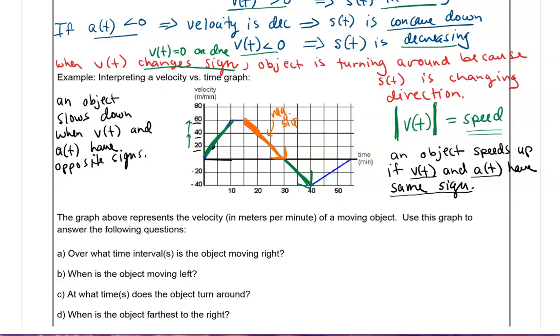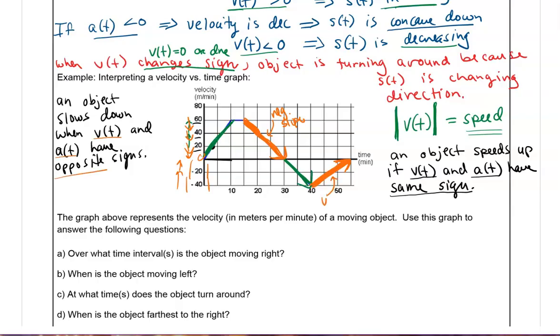This has a negative slope, which means your acceleration is negative. So this is positive velocity, negative acceleration. And you can see the velocities going down from 60 meters per minute to 40 to 20 to 0, so slowing down. Another spot would be here, because if I take the absolute value of these, it goes from 40 meters per minute to 20 to 0. Anytime the velocity is heading towards 0, we would say the object is slowing down, and that happens when the velocity and acceleration have opposite signs.